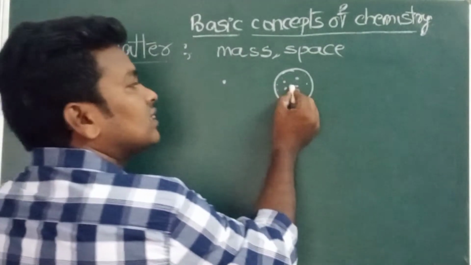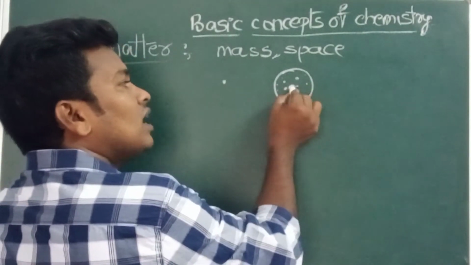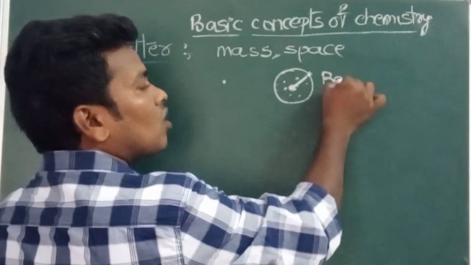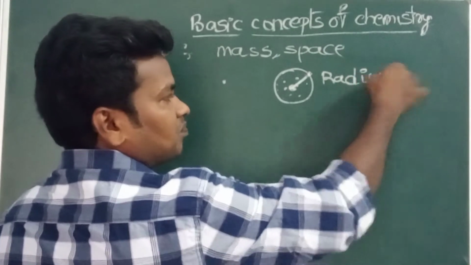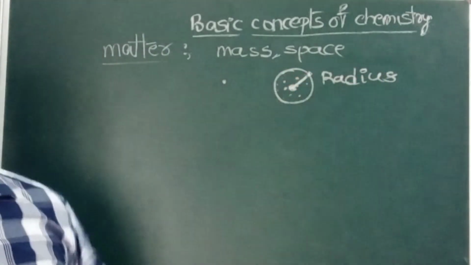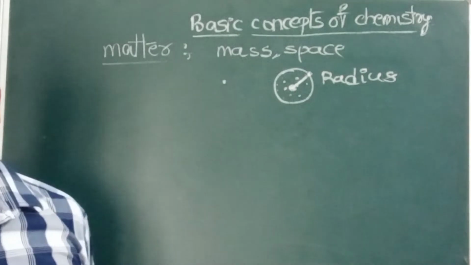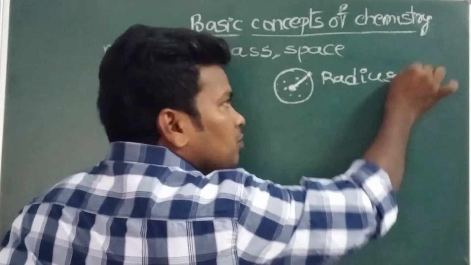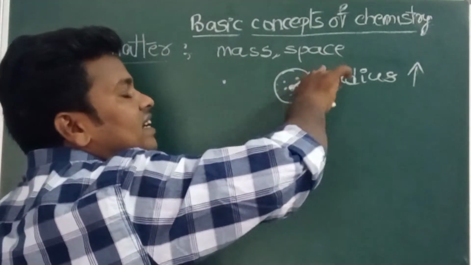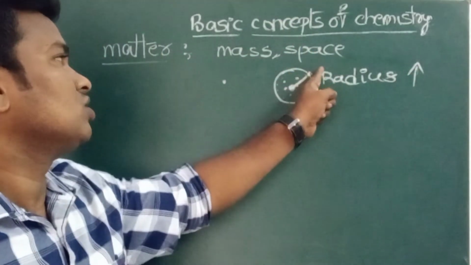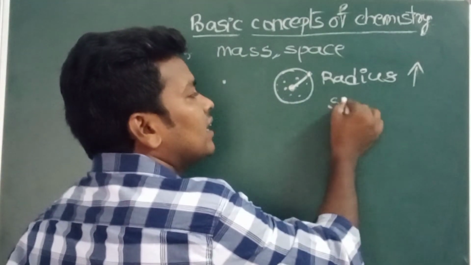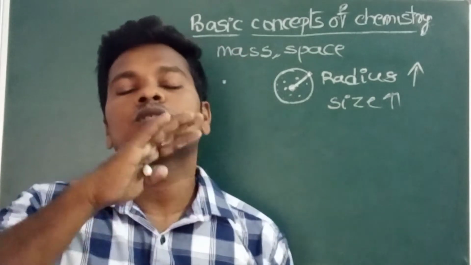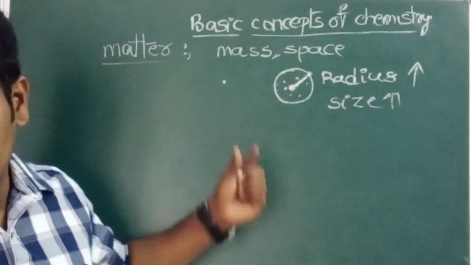Here, the distance from the center of the atom to the outside, from here to here, we call the radius. The center to the outermost shell, the last shell, is the radius. If the radius is increasing, the distance between the center and the last shell edge is increasing, automatically the size is increasing. If the radius is decreasing, the size will also decrease.